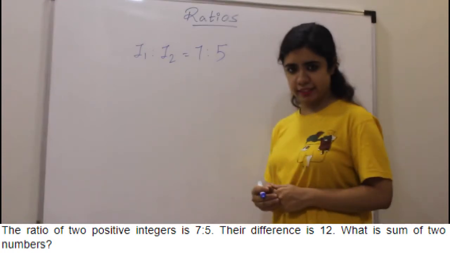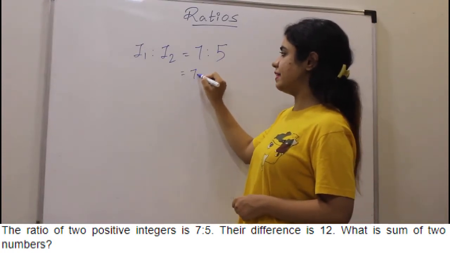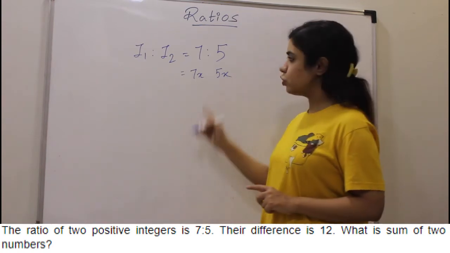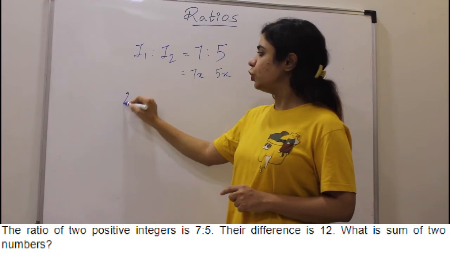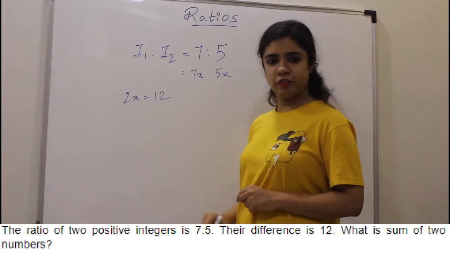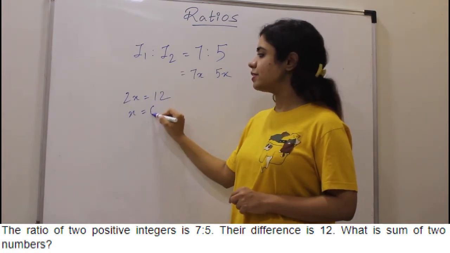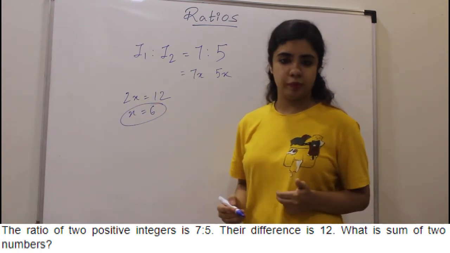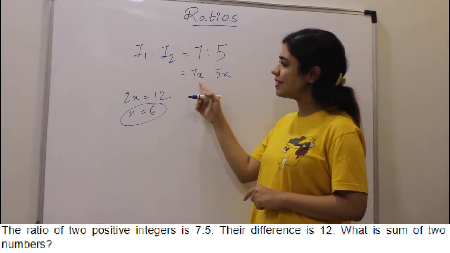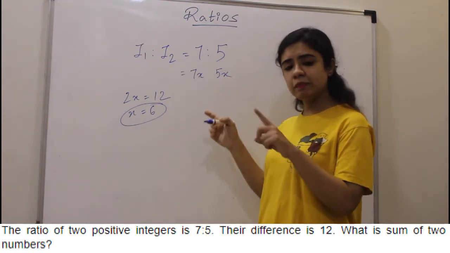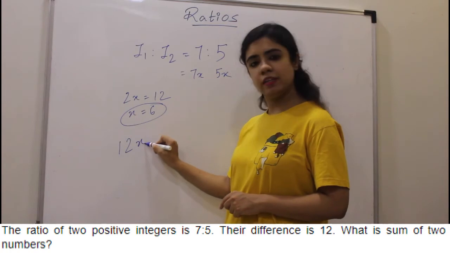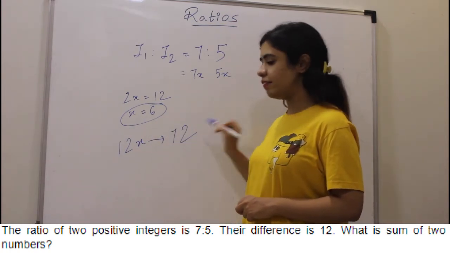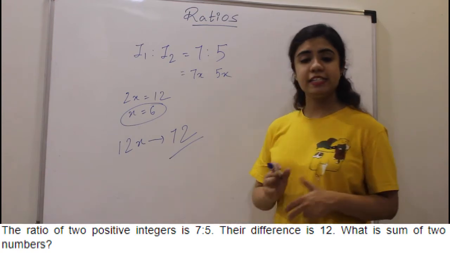Suppose I use x. Okay? So let the numbers be 7x and 5x respectively. The difference is 12. So 7x minus 5x, 2x is equal to 12. Okay? So x will be equal to 6. Now they're asking what is the addition of the two numbers. Addition of the two numbers will be 7x plus 5x. 7x plus 5x will become 12x. 12x means 12 into 6. 12 into 6 becomes 72. So your addition is 72.